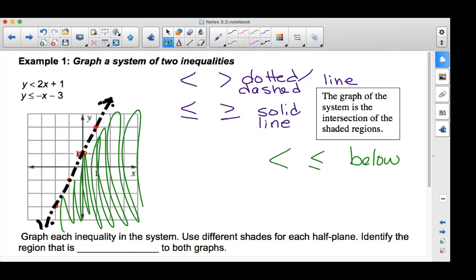Yes. So you're shading based off of the y of the equation, the height of that y value, above that y or below that y in the equation. Good question.